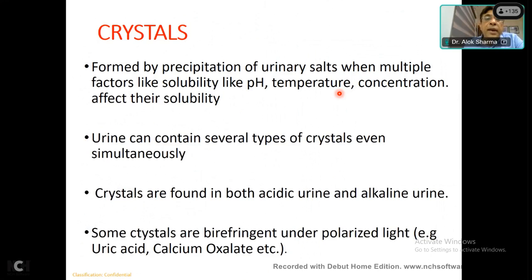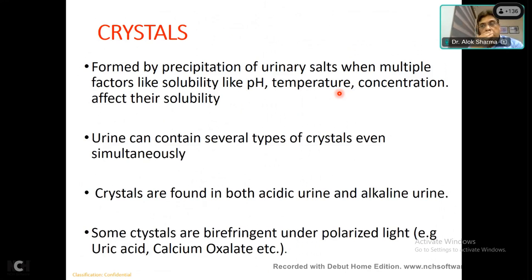It is important to identify crystals, and usually these crystals are formed when the urinary salts precipitate, and a lot of factors are determining this, like pH, temperature, the concentration of the urine, and these conditions will affect the solubility and lead to precipitation of these urinary crystals, right?